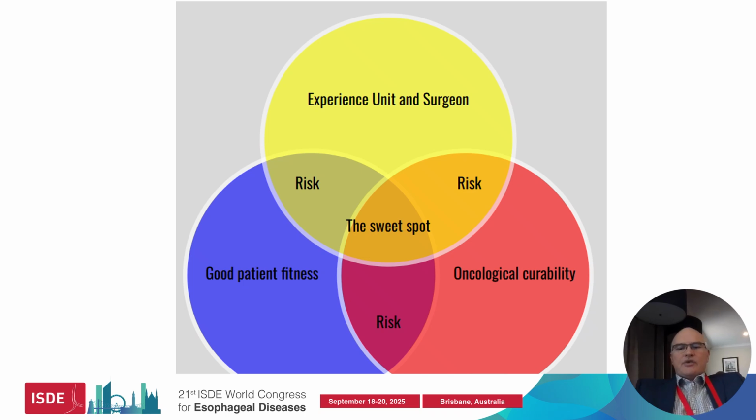What we all want is the sweet spot. We want an experienced surgeon in an experienced unit operating on patients with really good fitness, with excellent oncological curability. And if we get all this, we'll get excellent results. But unfortunately, it's not a perfect world out there. And this Venn diagram shows that any particular way where one bit falls over, we get potential risk to outcomes.